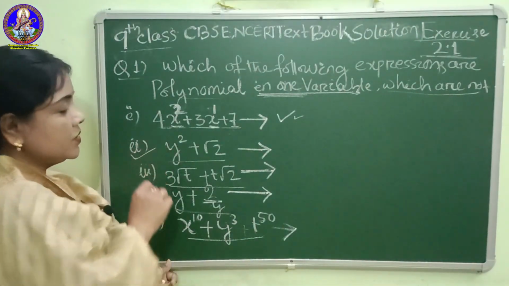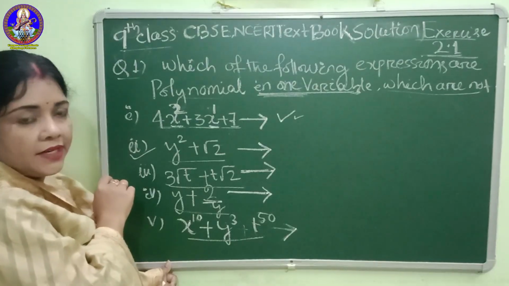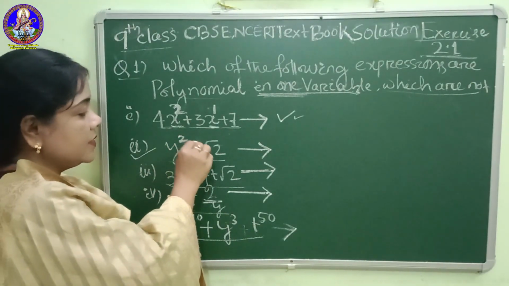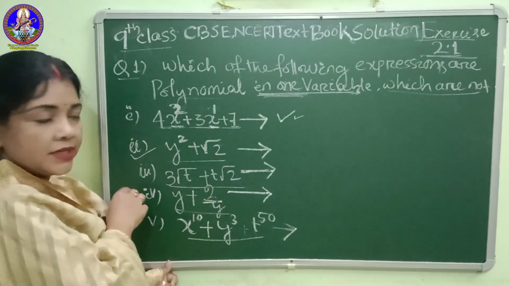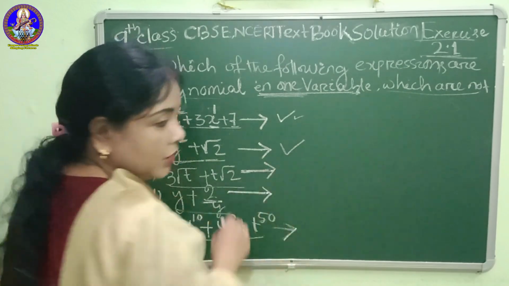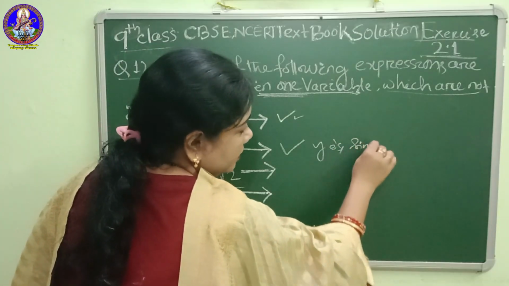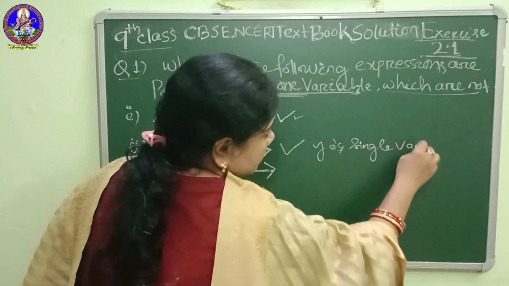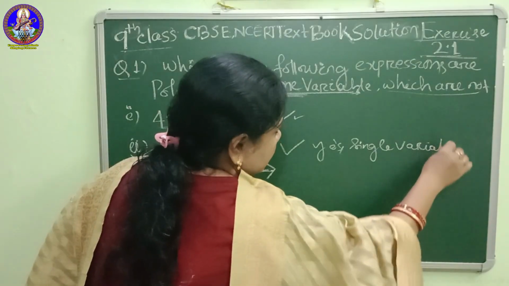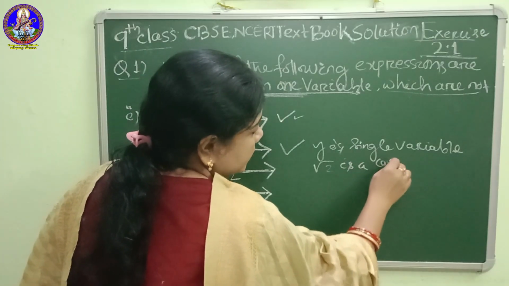Similarly, come to question number 2. Here y is a single variable. y square plus root 2. Root 2 is a constant. This particular expression also comes under polynomial because y is a single variable and root 2 is a constant.